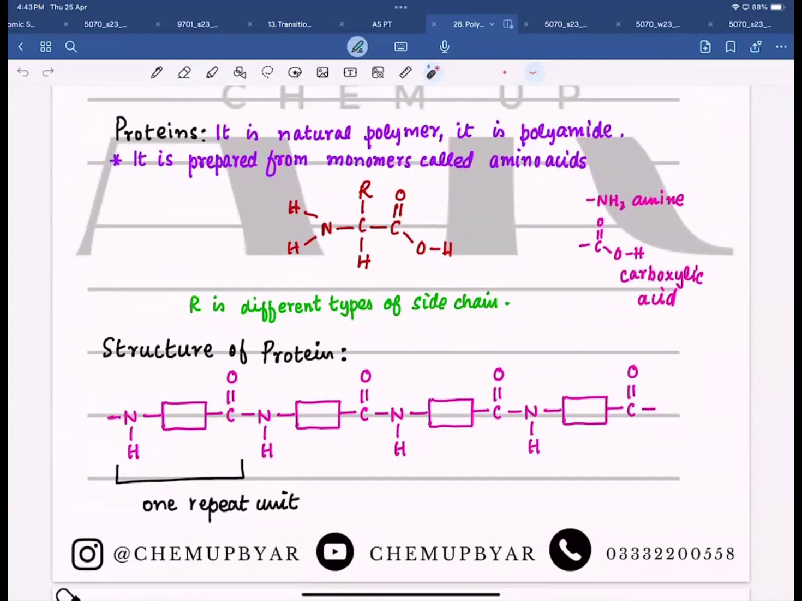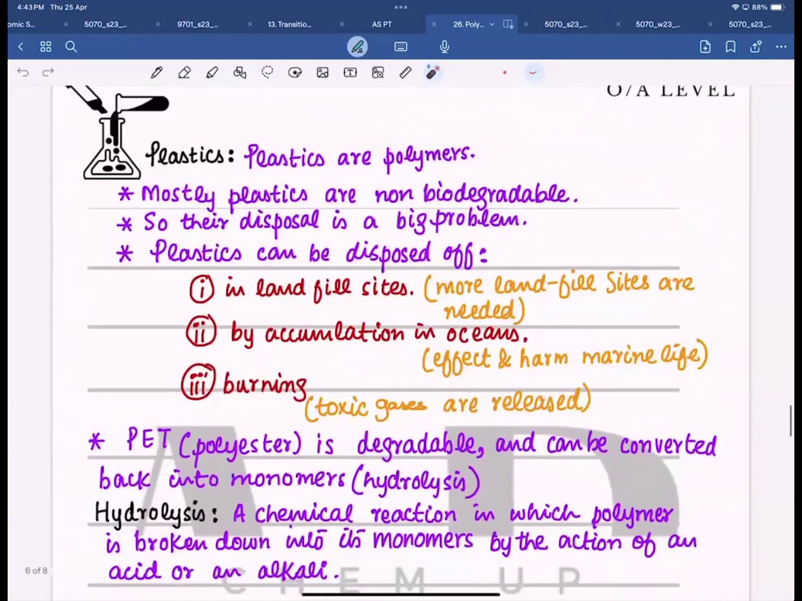Yes, sir. Okay. Now we have plastics. Plastics are polymers. Mostly plastics are non-biodegradable, which means they are not decomposed by bacteria. That's why their disposal becomes a very big problem. There are three ways by which we can dispose of plastics. We put them in landfill sites. As they are not biodegradable, they stay there and do not decompose. That's why those landfill sites fill up and we need more landfill sites to dispose of them. Is this understandable?